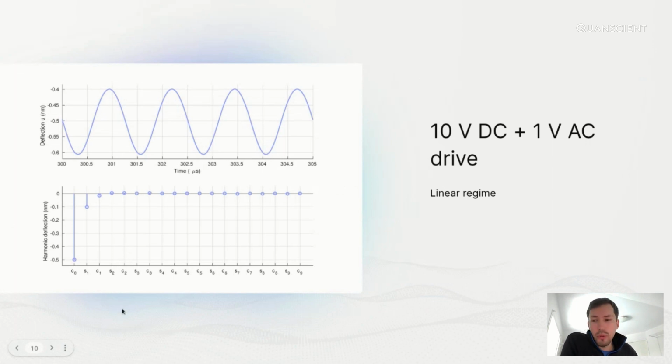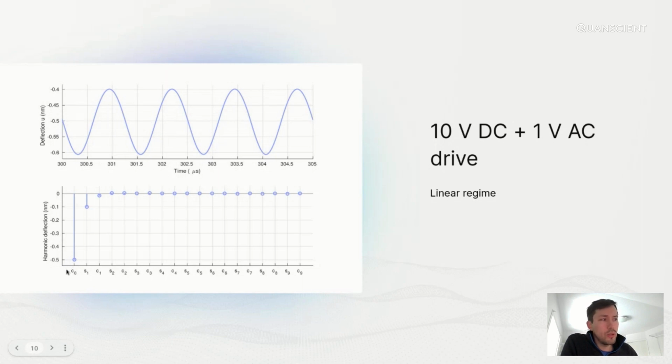So the very simple lumped CMUT model with a mass damper spring, if you drive it with 10 volt DC and 1 volt AC, then you're in a linear regime. And what you're going to see then is basically the bottom part, which corresponds to the top part. So you see there is a static average minus 0.5 deflection, whatever the units. And you also have a swing around this of some amplitude. So that's two harmonics.